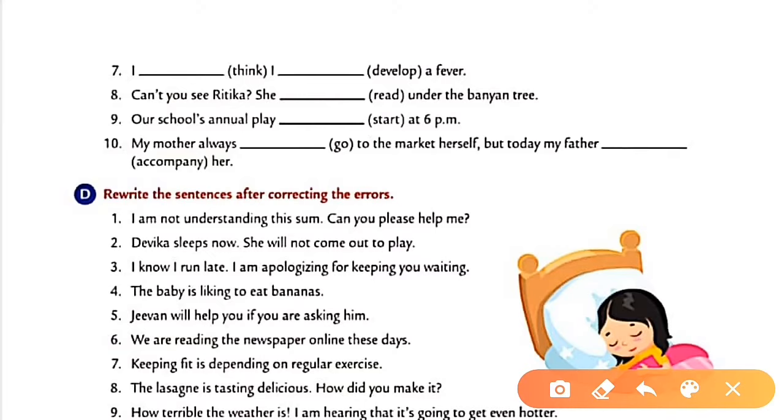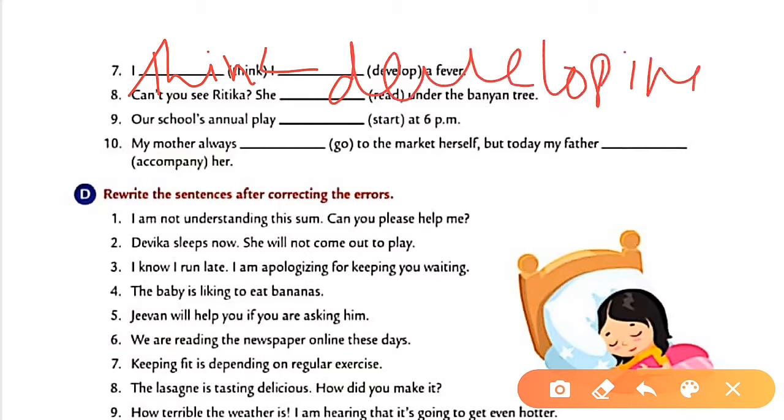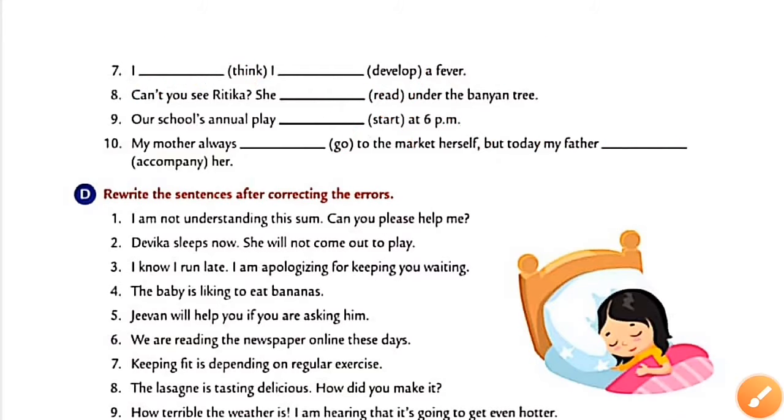I think, I dash a fever. I am developing a fever. Developing a fever. Can't you see Ritika? She dash under the banyan tree. So can't you see Ritika? She is doing something at the time of speaking. So it is she is reading. Banyan tree. Guys, move to number 9.